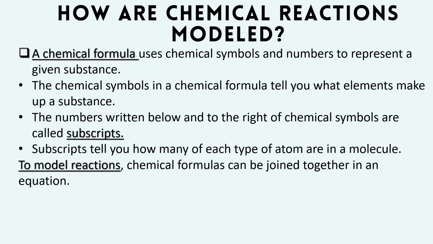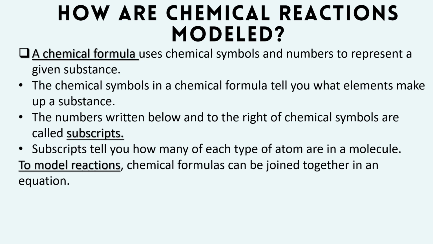Now we're talking about how chemical reactions are modeled, how we can represent a chemical reaction. First of all, we have a chemical formula using the chemical symbols. Do you remember the symbols of the periodic table? Yes, we use the chemical symbols and numbers to represent a given substance.